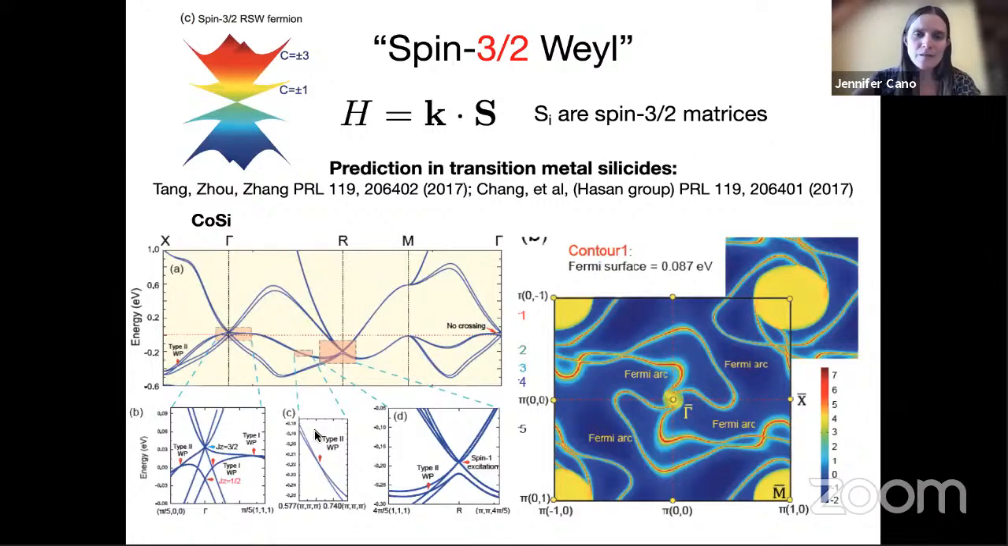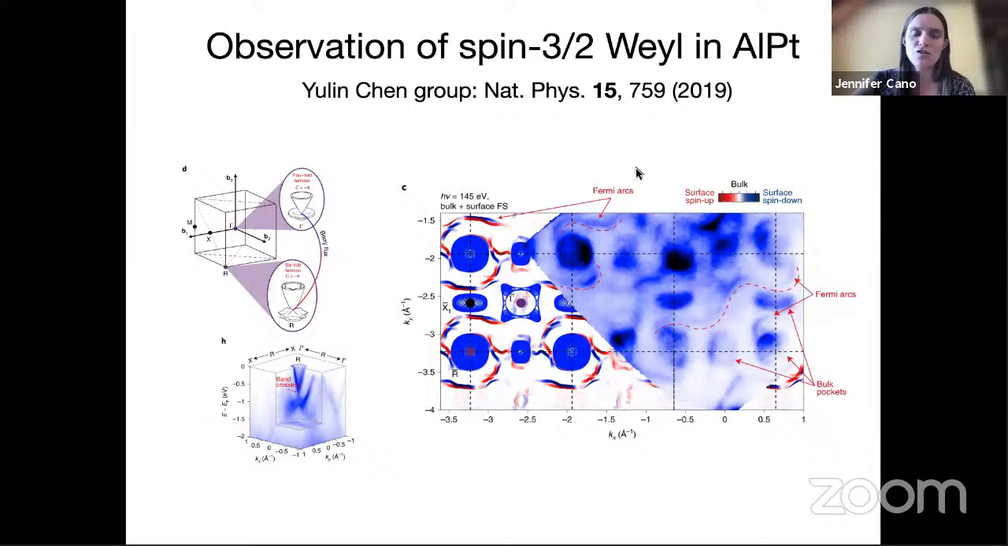You can also have a spin three halves Weyl. These have also been predicted and observed in some materials. And again, these things will have even higher Chern bands, and so you get even more Fermi arcs winding around the surface Brillouin zone. There's been some really interesting work on these spin three halves fermions in different materials of this structure type. So this is just one example where you can see these Fermi arcs winding around, kind of similar to the theoretical prediction on the previous slide.